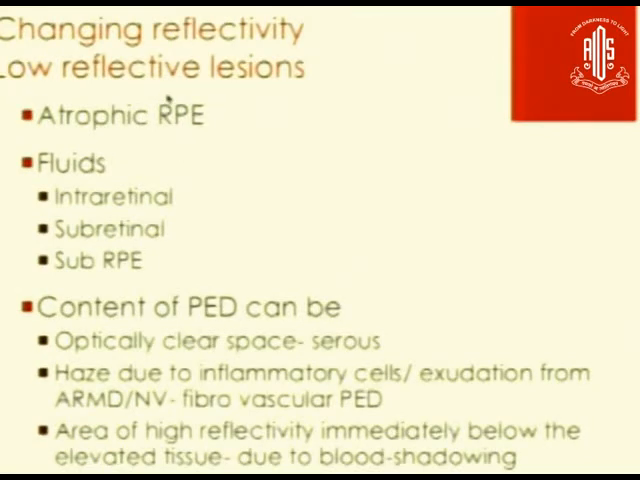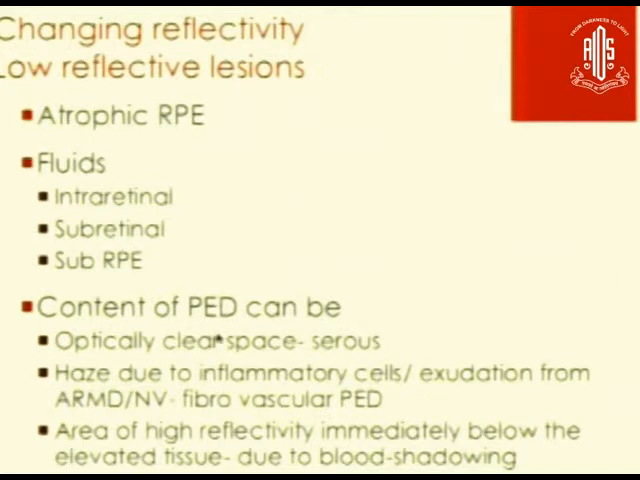Hyporeflective, we don't see the reflection which you normally see, is an atrophic retinal pigment epithelium. So if you see the shadow of retinal pigment epithelium after a patient has had extensive RPE scarring, you'll find the RPE layer, the fourth part of the last layer, will be hyporeflective. Any fluid in the retina will produce low reflective shadows, intraretinal or subretinal pigment epithelium.